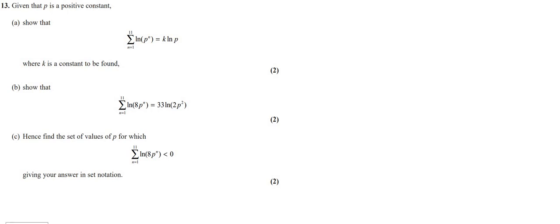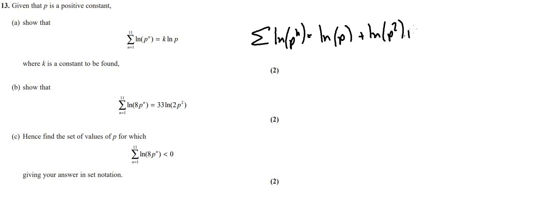Question 13, the one that uses the logs. Let's just go through this slowly. So what have we got? We've got sigma, so we're taking the sum of these logs. Remember, that means our sum of ln of p to the n is ln of p plus ln of p squared plus ln of p cubed, and so on, till we get to ln of p to the 11. That's what we're summing to.